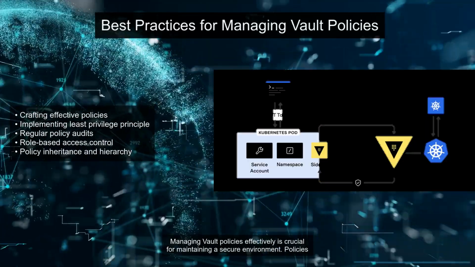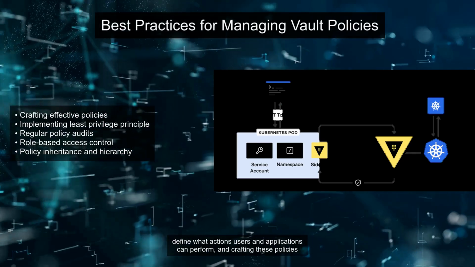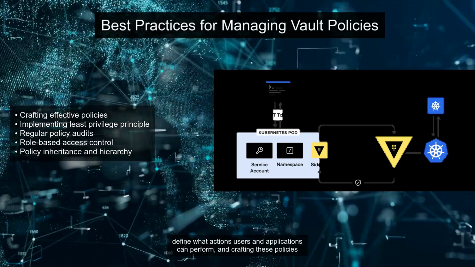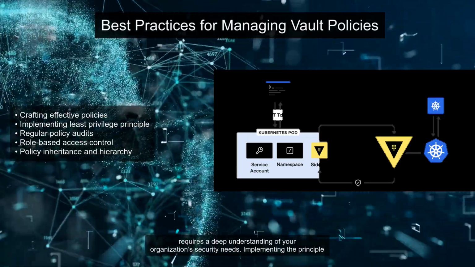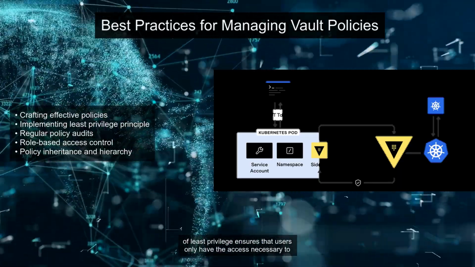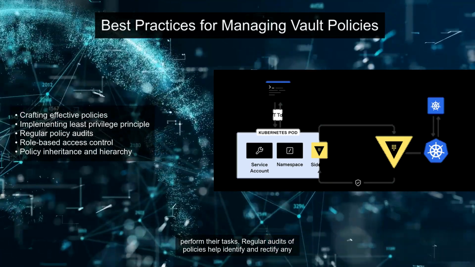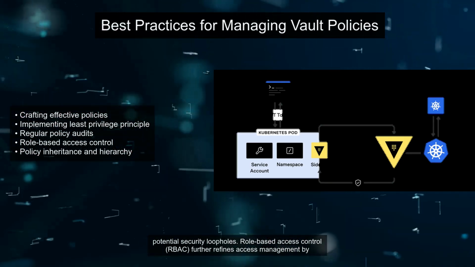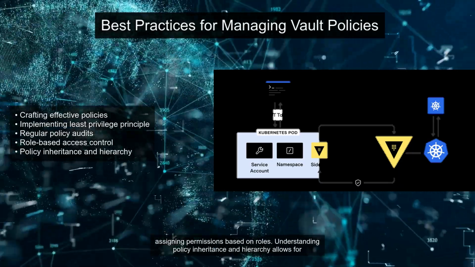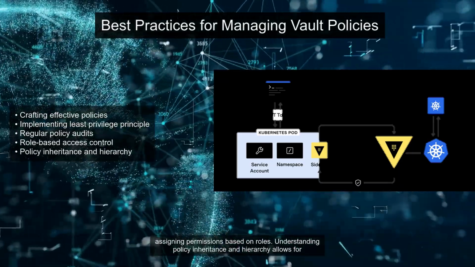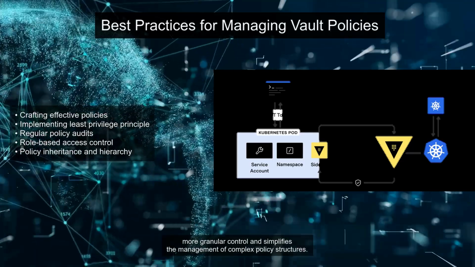Managing Vault policies effectively is crucial for maintaining a secure environment. Policies define what actions users and applications can perform, and crafting these policies requires a deep understanding of your organization's security needs. Implementing the principle of least privilege ensures that users only have the access necessary to perform their tasks. Regular audits of policies help identify and rectify any potential security loopholes. Role-based access control, RBAC, further refines access management by assigning permissions based on roles. Understanding policy inheritance and hierarchy allows for more granular control and simplifies the management of complex policy structures.